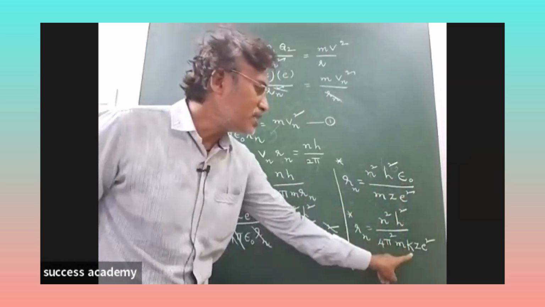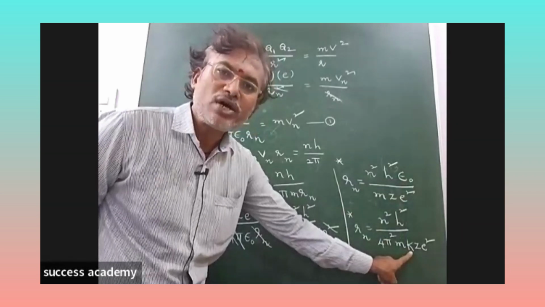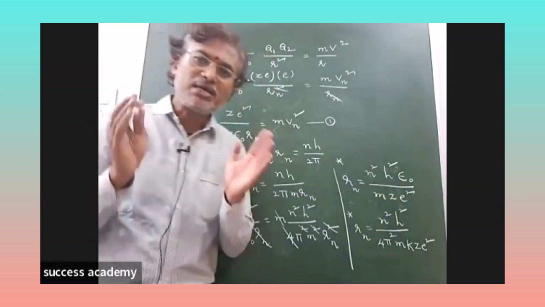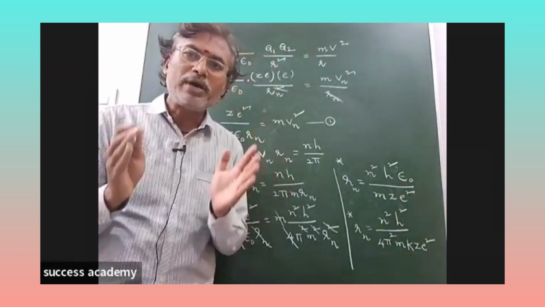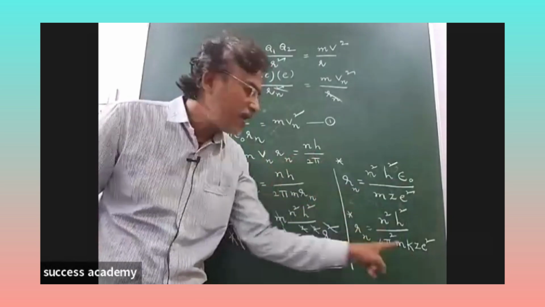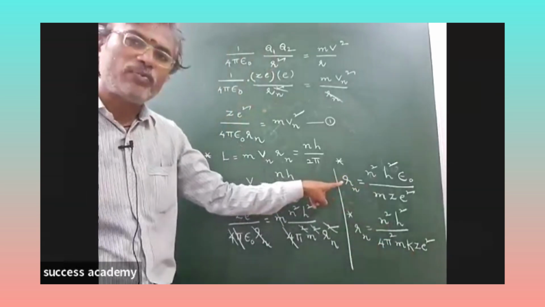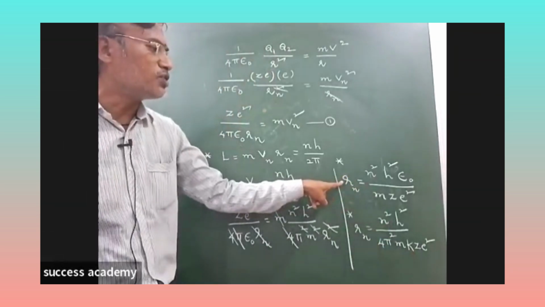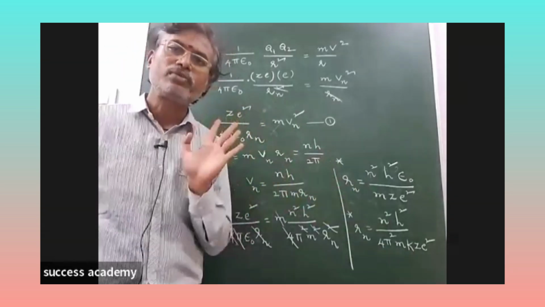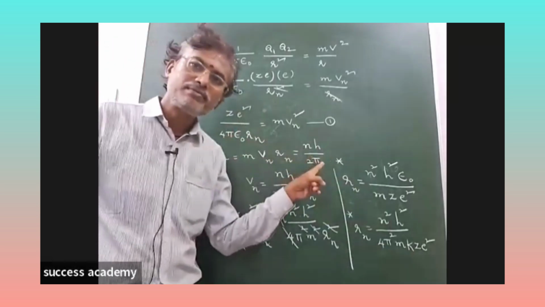What happened? K is nothing but what's the value? 1 by 4 pi epsilon naught. K is the constant. K value is 1 by 4 pi epsilon naught. If you substitute the value of K, 1 by 4 pi epsilon naught, then you will get this formula again. Rn is equal to n square h square epsilon naught by m Z square. This is the formula of radius of nth orbit. Got it?